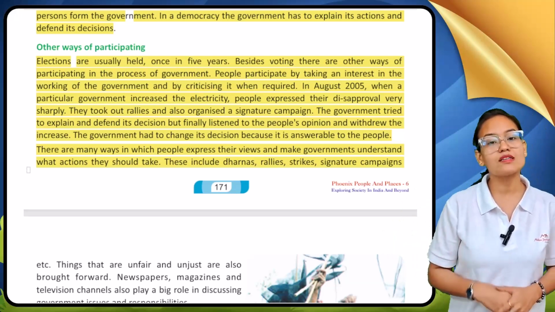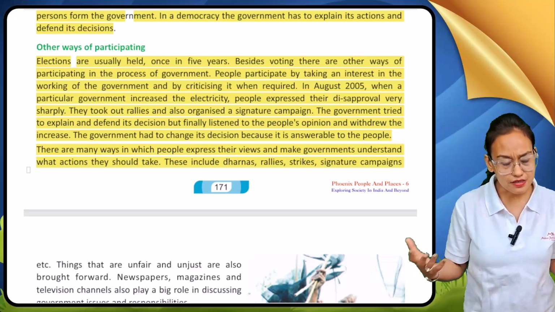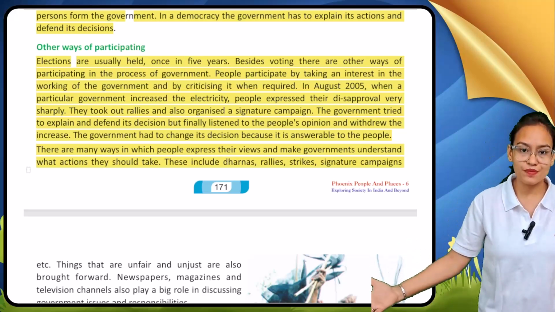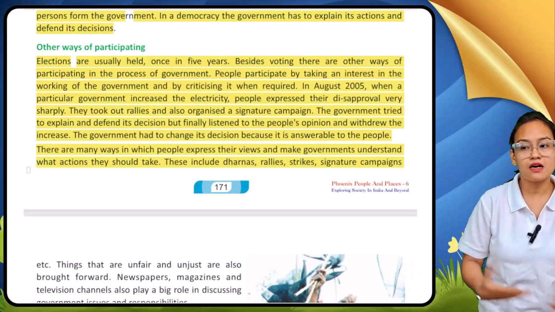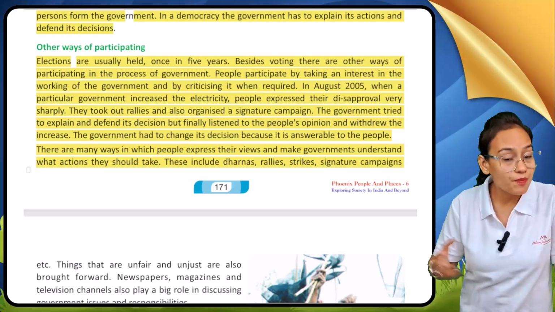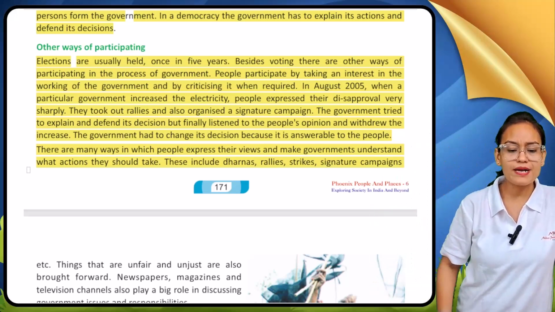So, in what other ways? The first way is that we, the people of India, can participate in the process in which we can appraise the government or we can criticize the government if we are not happy.